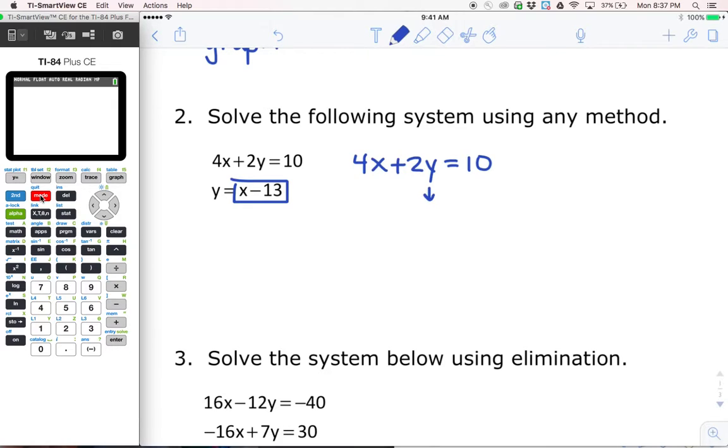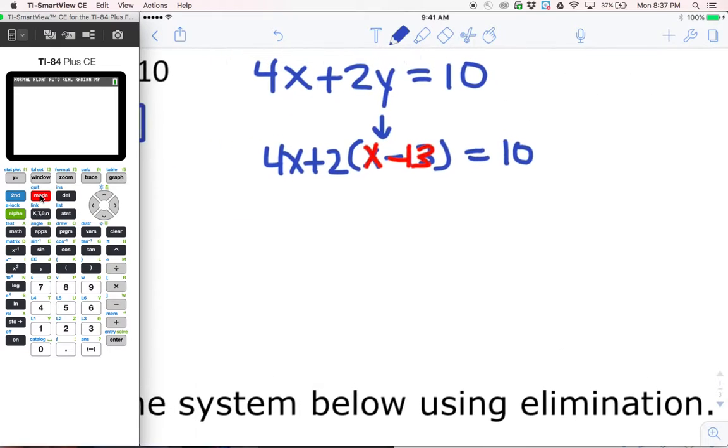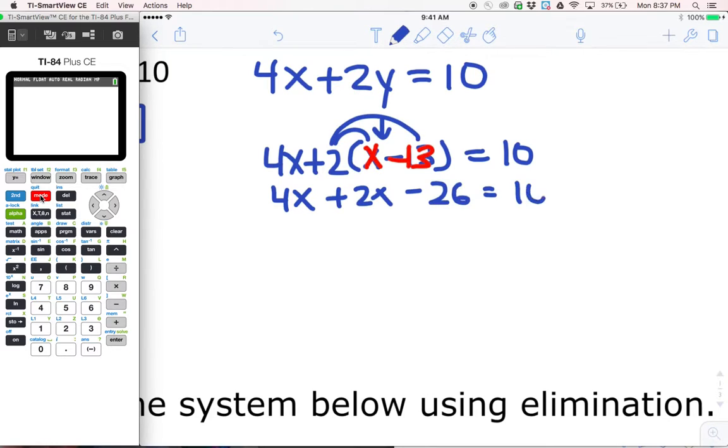So instead of writing y, I get to write x minus 13. Everything else stays the same. I've still got my 4x plus 2y. Let me put this in red so we can really see what's happening here. I've still got my 4x plus 2y. We're not writing the letter y, we're writing x minus 13. This is equal to 10. We have done this substitution here, and this allows us to now quickly solve. So we've got 4x plus 2x minus 26 is equal to 10.